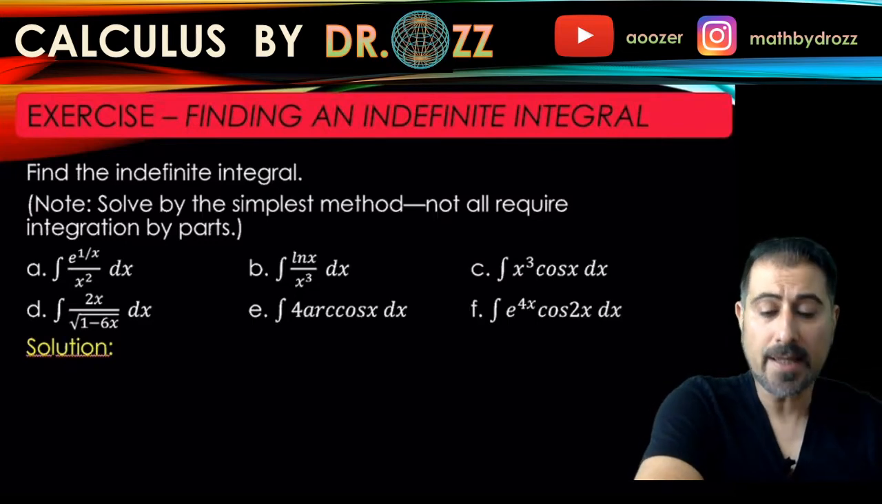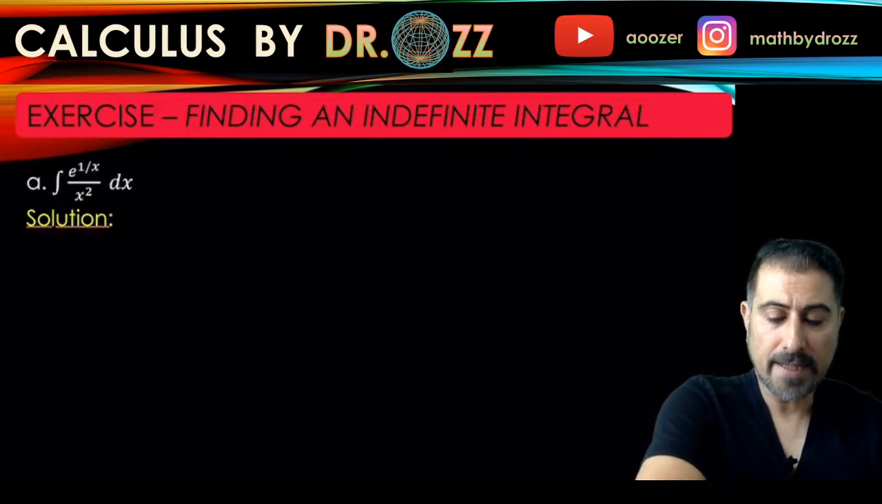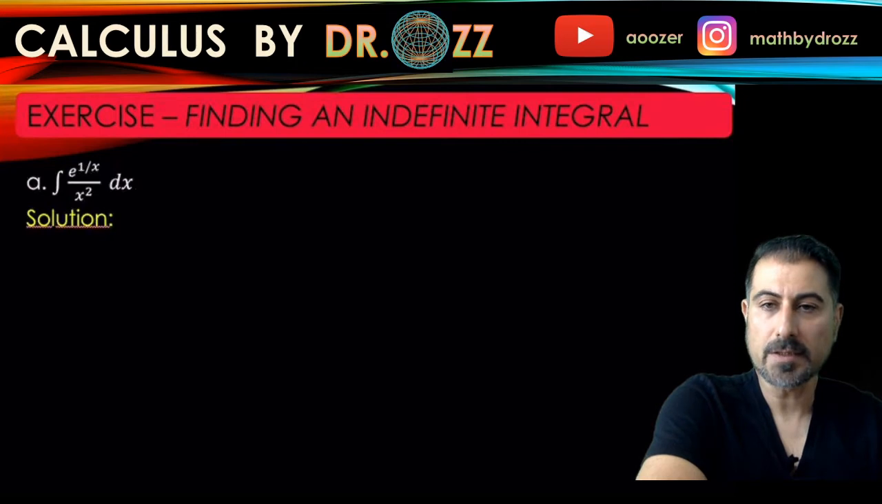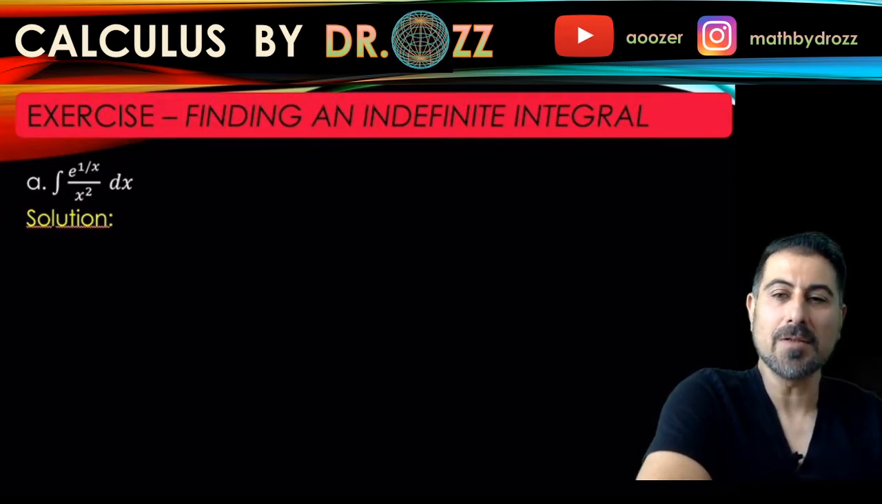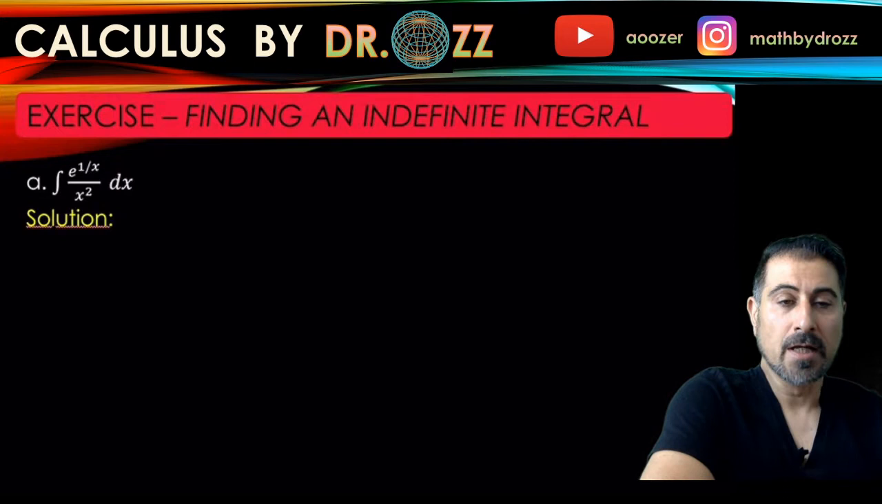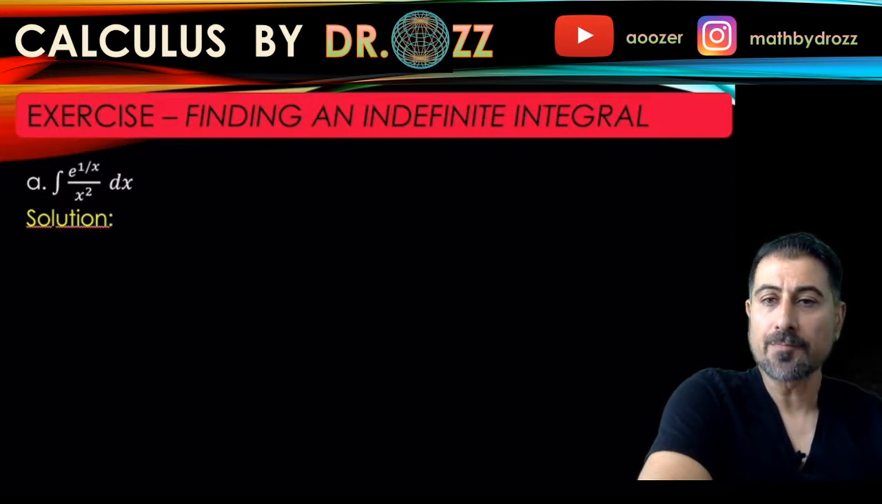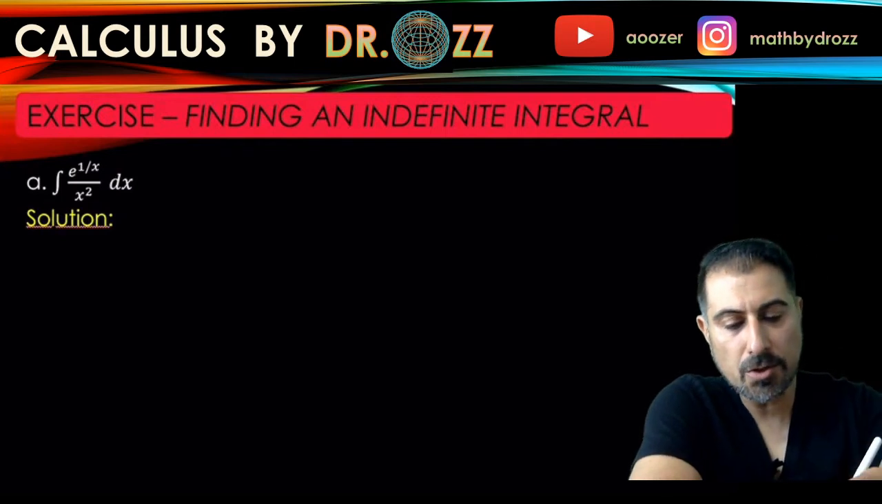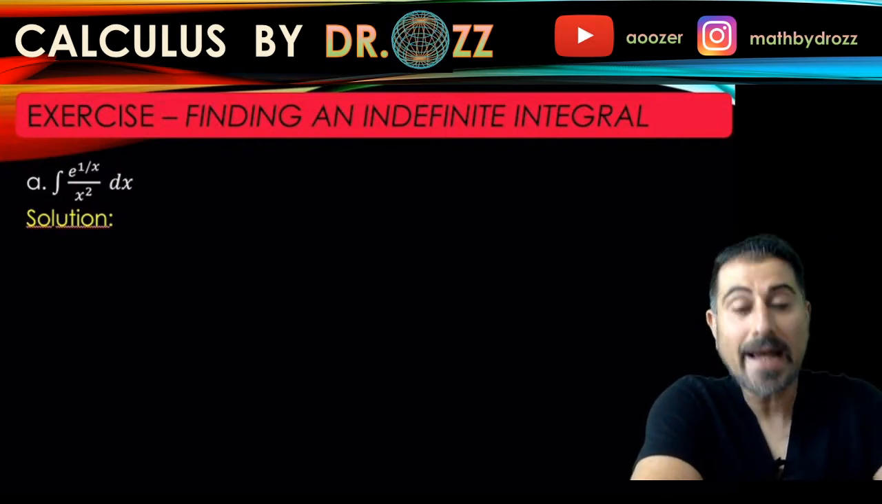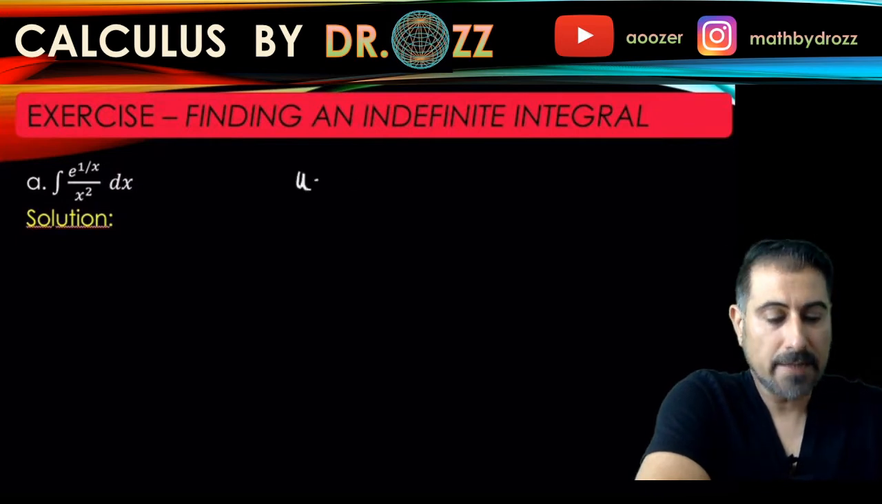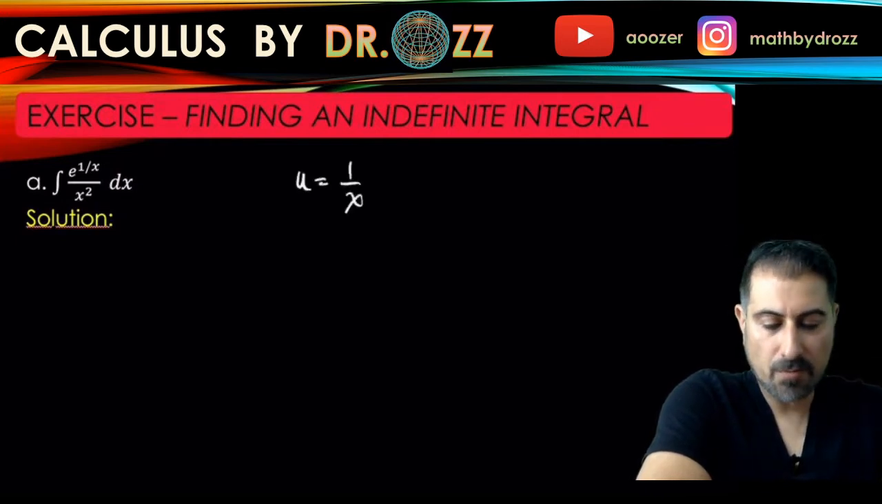So for part A, we have e to the 1 over x squared, and here is the first observation. If you have 1 over x, the derivative of that is going to be a form of 1 over x squared. In fact, that's going to be negative 1 over x squared. I think for this problem, going with the u substitution is the best, and the u that I'm going to pick is 1 over x.